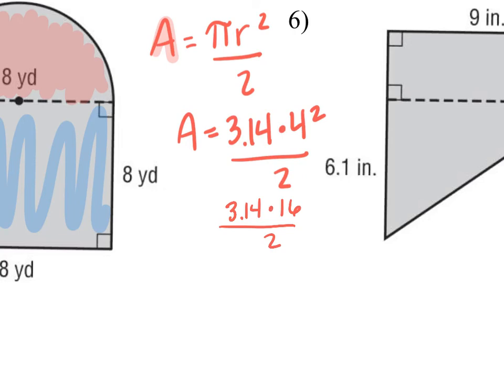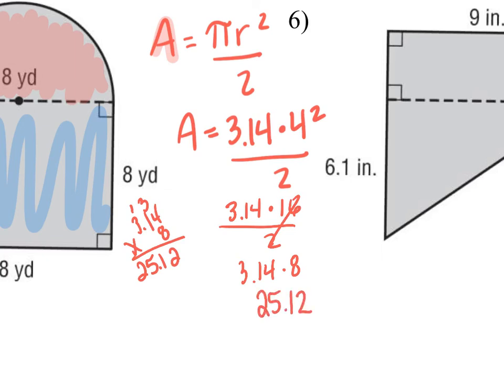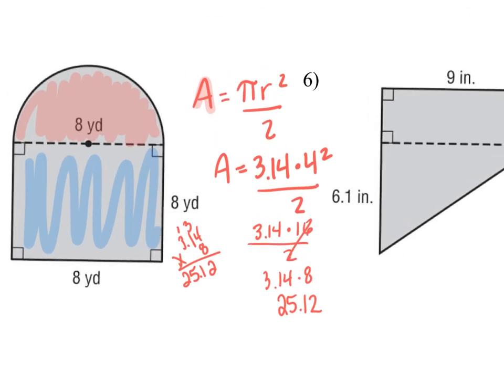Now, I'm going to do 16 divided by 2 because that's easy, right? 3.14, what's 16 divided by 2? It's 8. I can cancel that. So 3.14 times 8 is 25.12. And that's going to be yards squared. And that is just the one piece. This is just the semicircle.